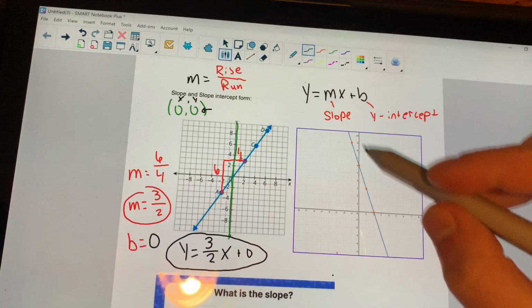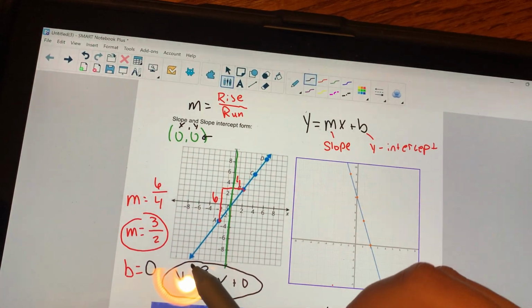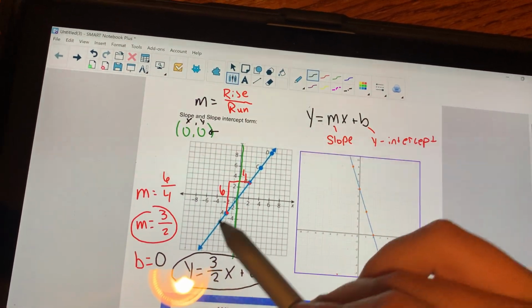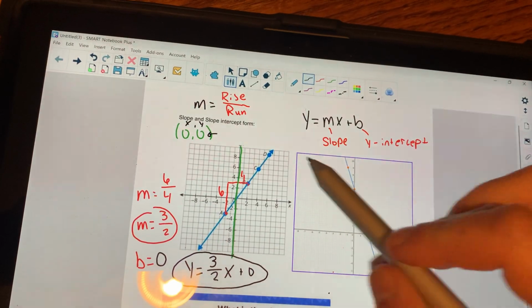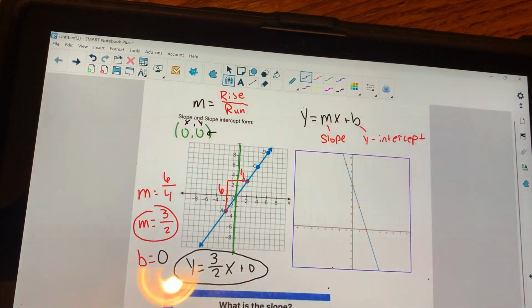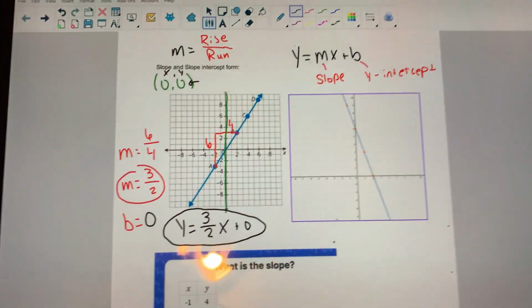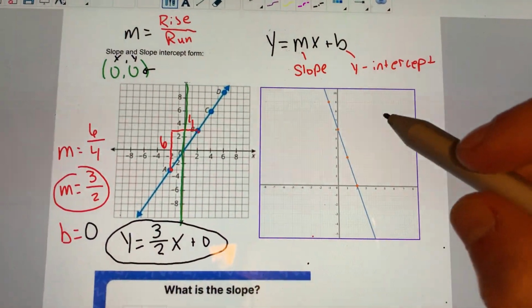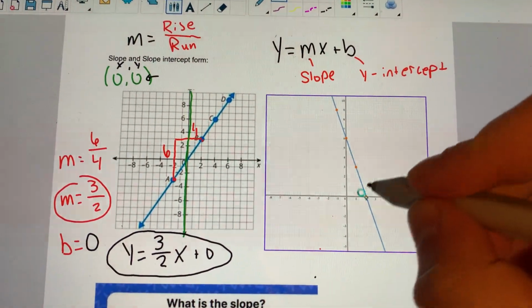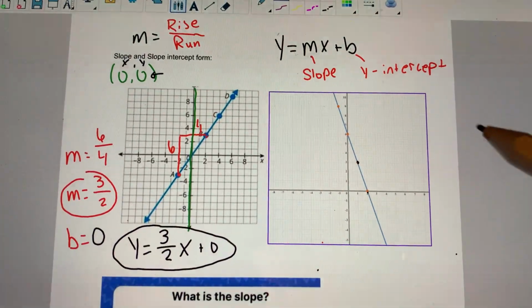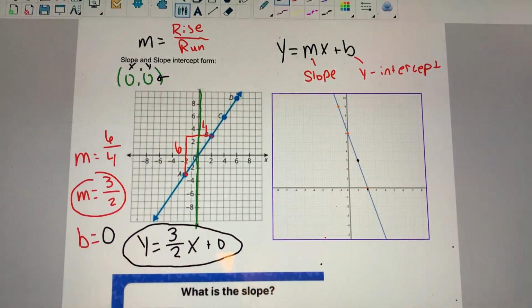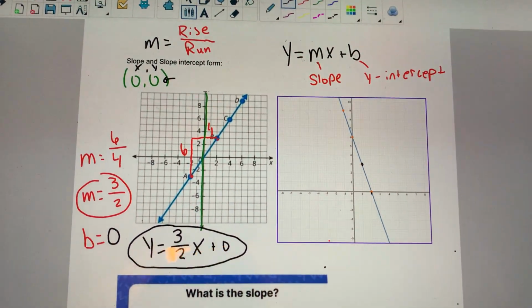Now, we're going to do this again, but this line's a little different because you see this line from left to right goes uphill. It's like we're riding a bike uphill. This one goes downhill, so we're going to have to keep an eye on that with our slope. So again, it gives us pretty solid points here. So there and there.